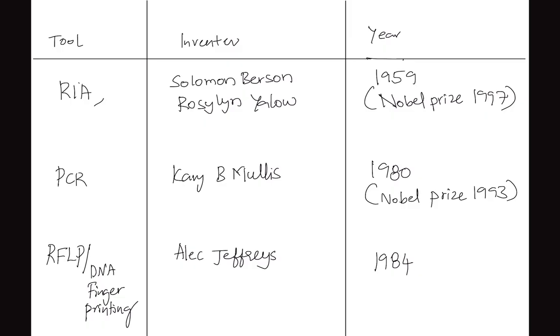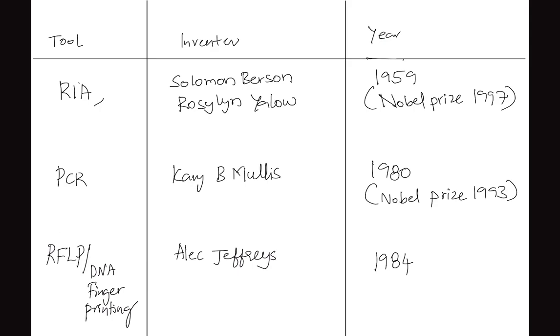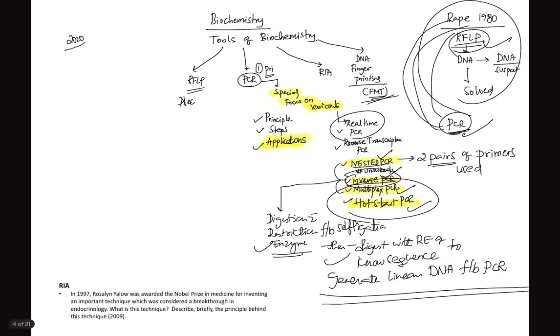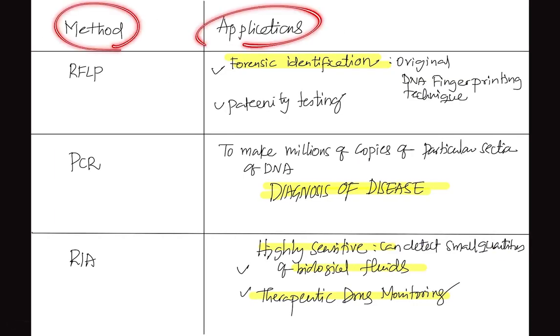Right? So these are the 3 scientists which you should memorize. Kary Mullis for PCR, Alec Jeffreys for RFLP and fingerprinting. So your introduction is done for these questions. And one more area people are struggling is the applications part, because 3 of these methods have similar applications.